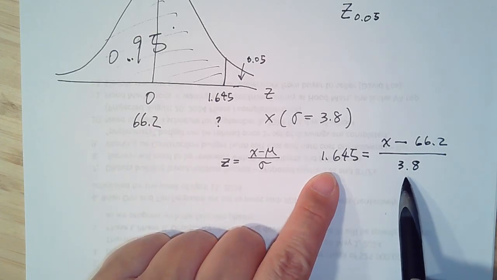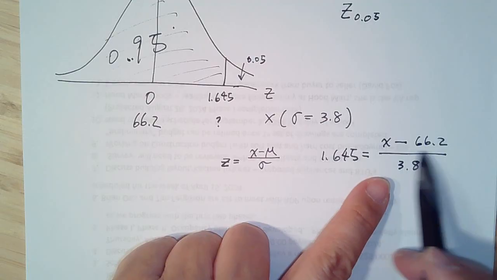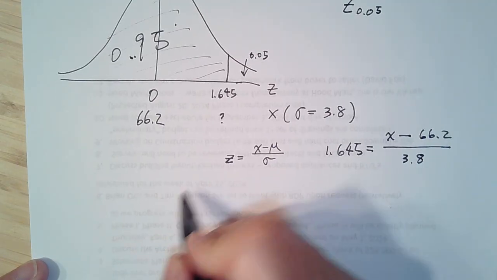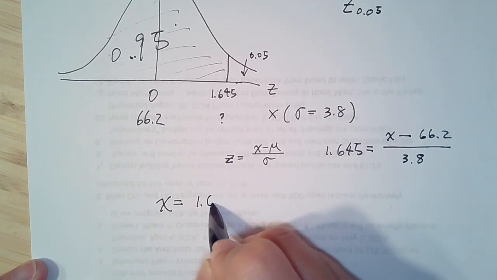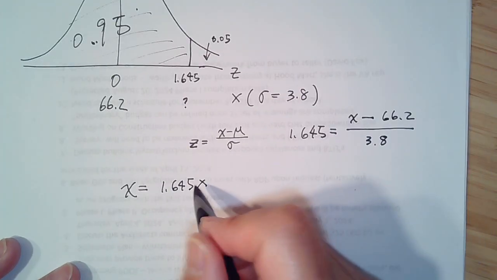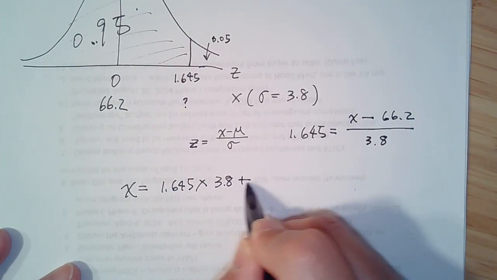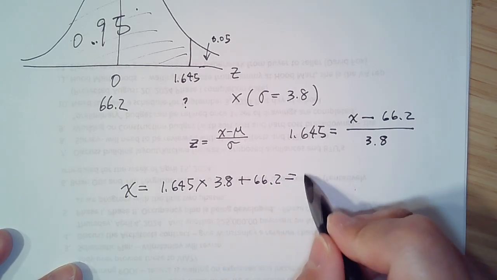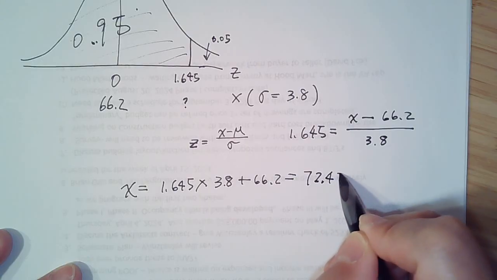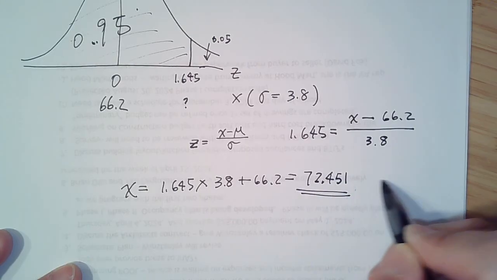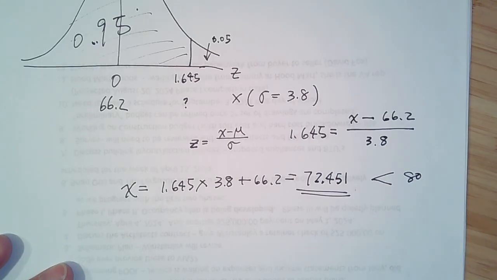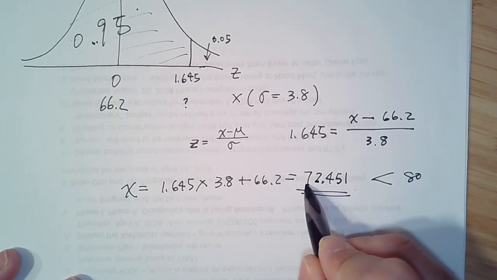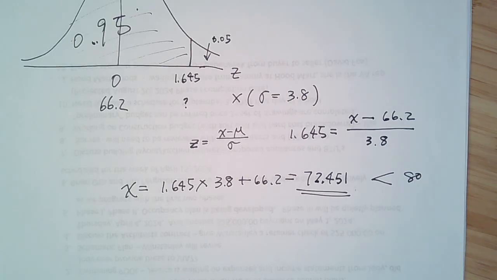You multiply by 3.8 both sides, and then you add 66.2 both sides. So x will be 1.645 times 3.8. Then you're going to plus 66.2. If you use your calculator, you are going to get 72.451. Wow, this is much lower than 80, right? Because if you just put 72.5 inches, that can accommodate 95% of the adults. So 80, that's good enough. That's what we know, isn't it? All right.